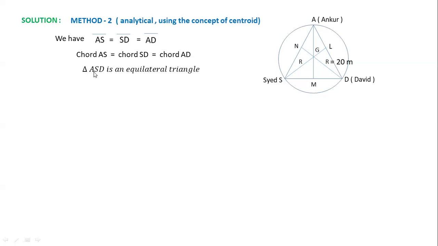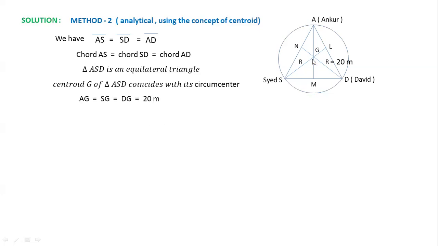So triangle ASD is an equilateral triangle. All three sides are equal. Therefore, it's an equilateral triangle. Centroid G of triangle ASD coincides with its circumcenter. So this coincides with the circumcenter. Therefore, this is the center also. It is the centroid also. Therefore, this length will be the radius of the circle. This also will be the radius of the circle, which is 20 meters.